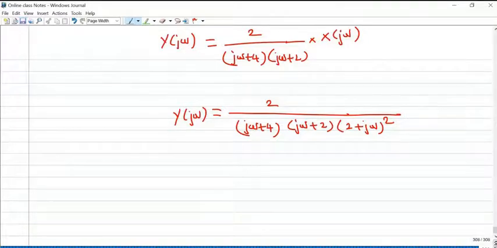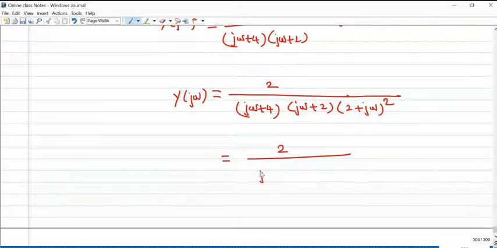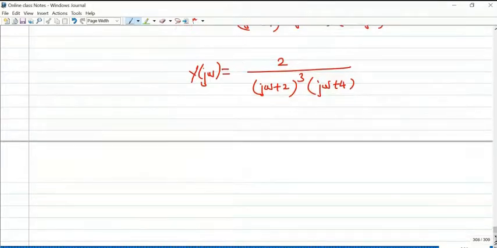Okay. So how to do the partial fraction? This term is now in the form of (j omega plus 2) cube into (j omega plus 4). So how to do the partial fraction? If a pole is repeated more than one time, that is j omega plus 2, the order is 3 now. Have you studied this in mathematics M3, last semester or the ongoing semester? Please respond to me.